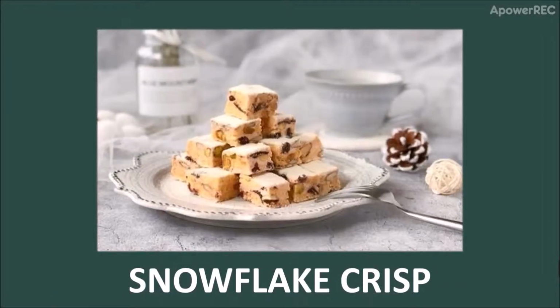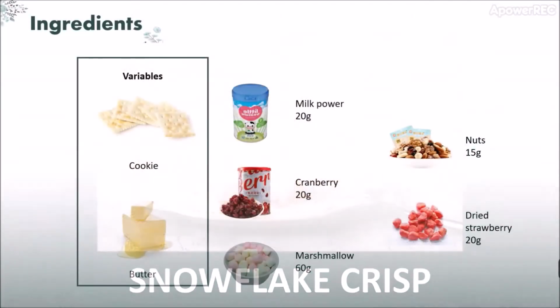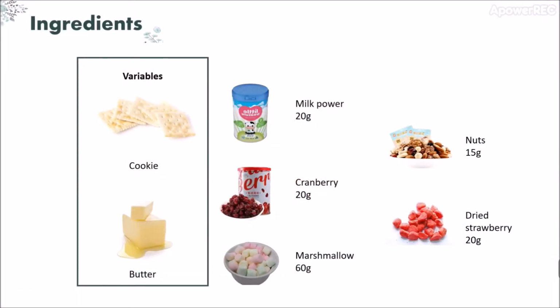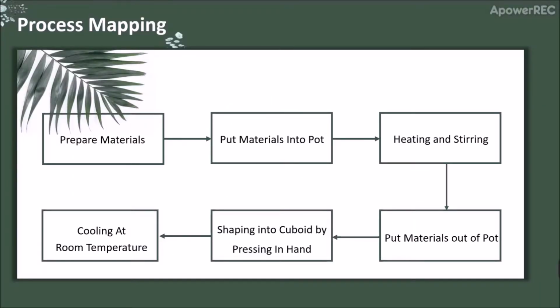The experiment wants to figure out how cookie and butter affect its taste. Therefore, the main ingredients, which are the variables in this case, are cookie and butter. Other ingredients include milk powder, cranberry, marshmallow, nuts, and dried strawberries. The first step to make snowflake crisp is materials preparation, such as weighing ingredients and cutting nuts and dried strawberries.